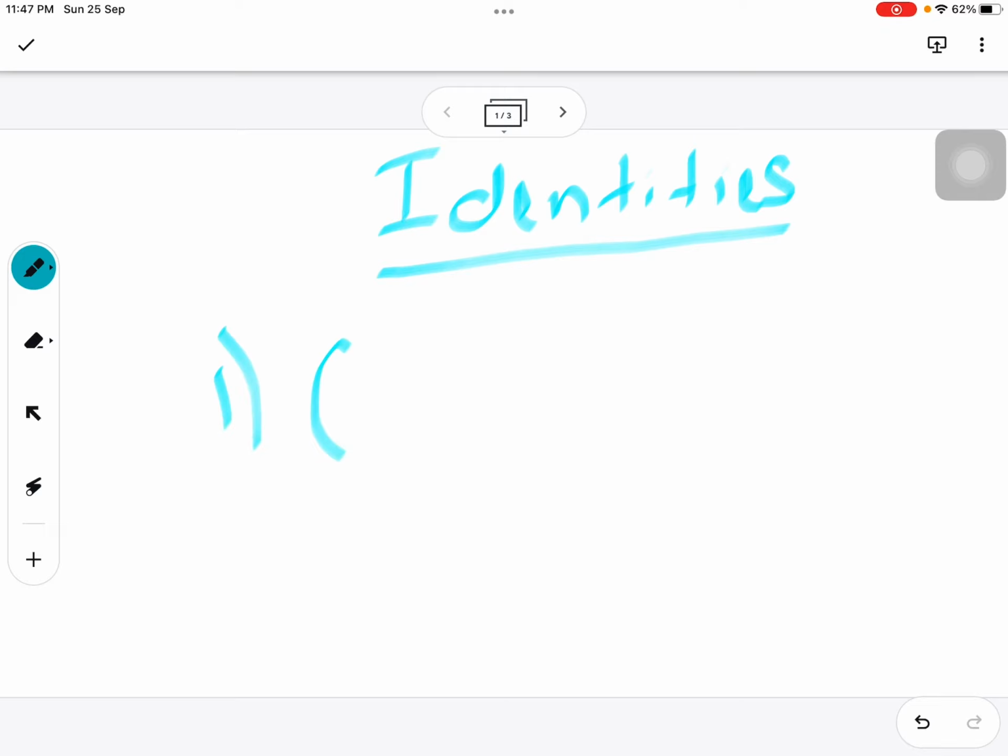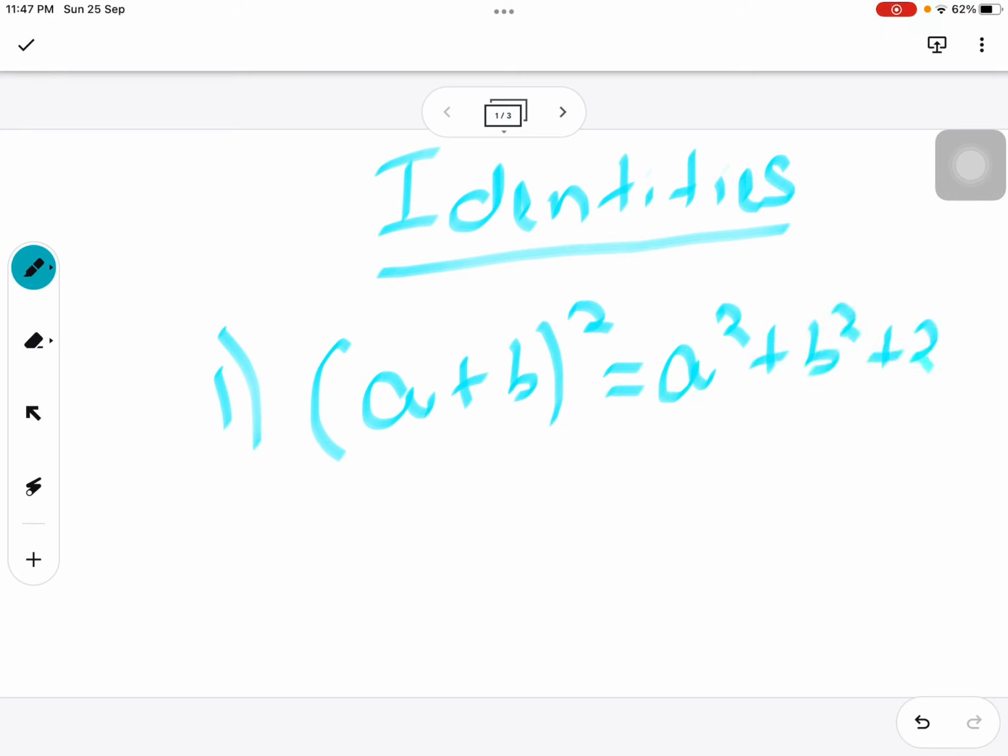So I will start with the most basic, a plus b whole square. This we would have covered in class 7 or 8. But I will tell you a little bit of combinations and some special cases in each of them. So a plus b whole square will be a square plus b square plus 2ab. You should look at it as the first term square plus second term square plus 2 into first term into second term.